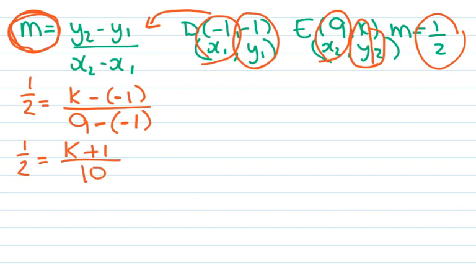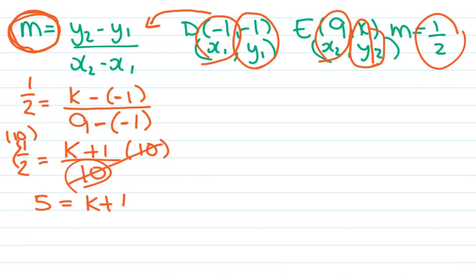Okay, so I want to figure out what K is, so I want to get K by itself. The first thing I'm going to do is multiply both sides by 10 to get rid of this 10 on the bottom here. So times 10, times 10. Now these will cancel out, so this side will be K plus 1, and this side will be 10 times 1 is 10, divided by 2 is 5. Now in order to get K by itself, I need to subtract 1 from both sides. So 5 minus 1 is 4, 1 minus 1 is 0, so 4 equals K.